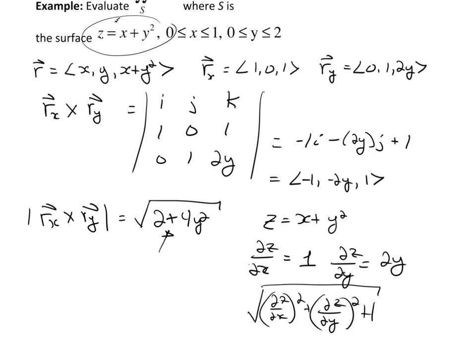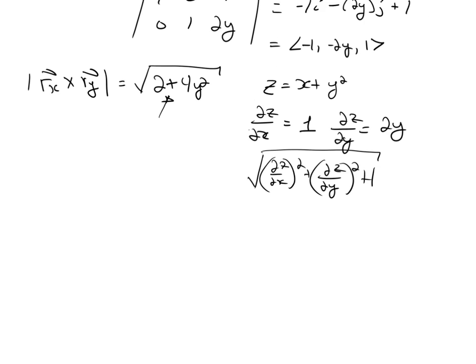So when I'm parameterized in this form, I really don't need to go through all this cross product. I really just need to say, hey, what's z? Find the partial of z with respect to x, the partial of z with respect to y, and then here we go. So it's much faster than messing around with all that cross product, although they both would get you to the same place.